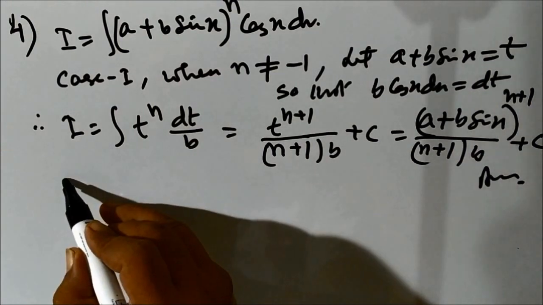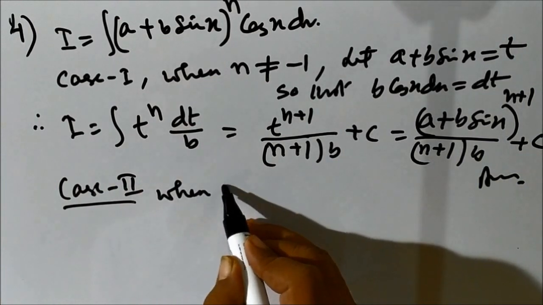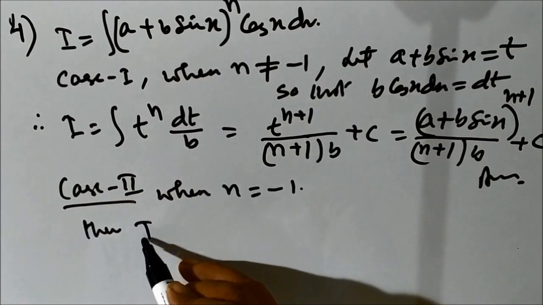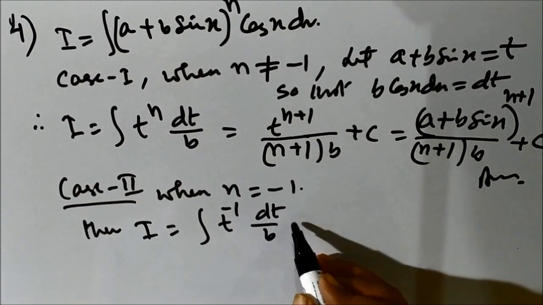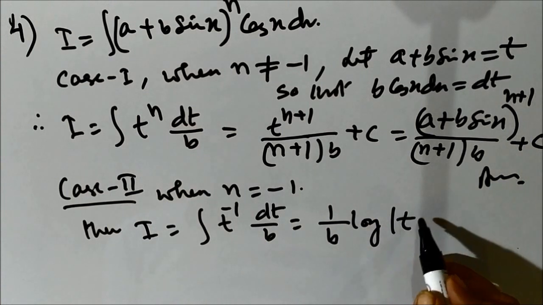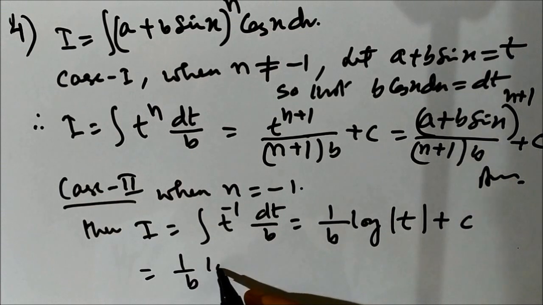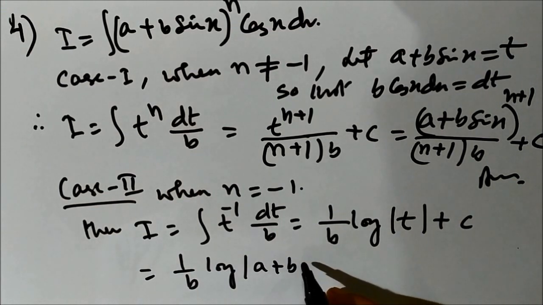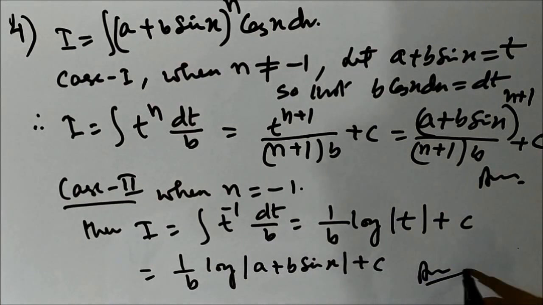Answer. Case 2: when n equals minus 1, then I equals the integral of t to the power minus 1 dt by b, equal to 1 by b log mod t plus c. This equals 1 by b log mod (a plus b sin x) plus c. Answer.